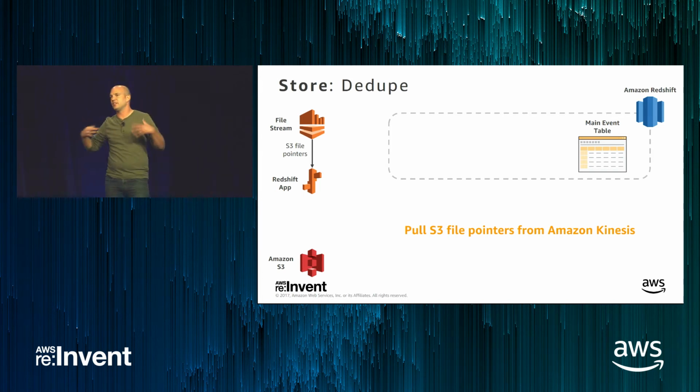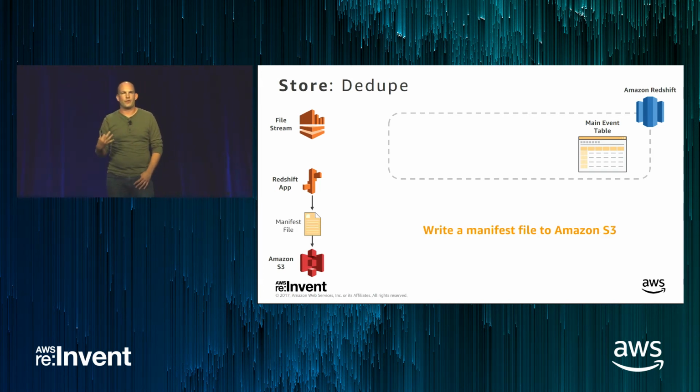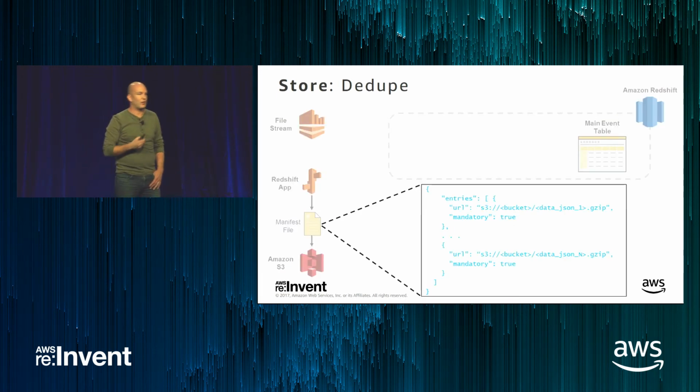And once he deems he's got enough to make it a sufficient load into Redshift, he's going to write a manifest file. He's going to take all the file pointers, all the files he wants to load, and push those up in this single manifest. And manifests are a cool thing. They're a Redshift concept. If you've never seen one before, it looks something like this.